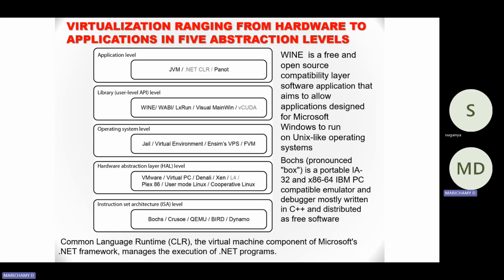Then the application level. At the application level, it virtualizes a specific application. The examples of application levels are Java Virtual Machine and .NET CLR. These all come under the application level. The advantage of the application level is excellent isolation, and the drawback is lower performance and more complexity.